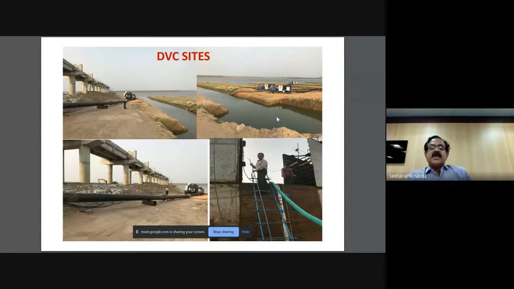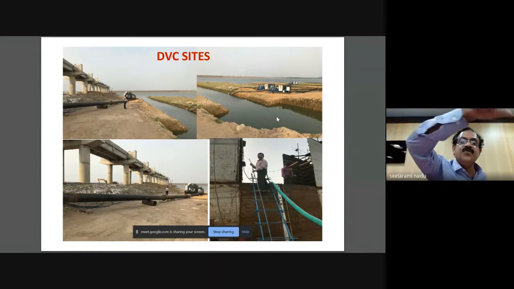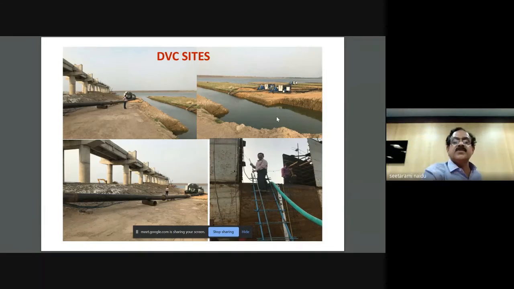I talked about the circular pumps. This is one circular pump proposed near West Bengal, by the Damodar Valley Corporation, at the Maithon River. You can see they have proposed a pump sump in the center. This is the circular pump. It is placed in the very interior of the river.